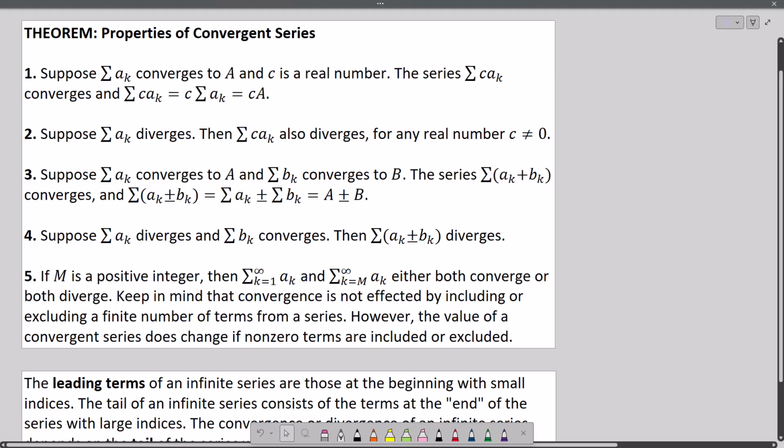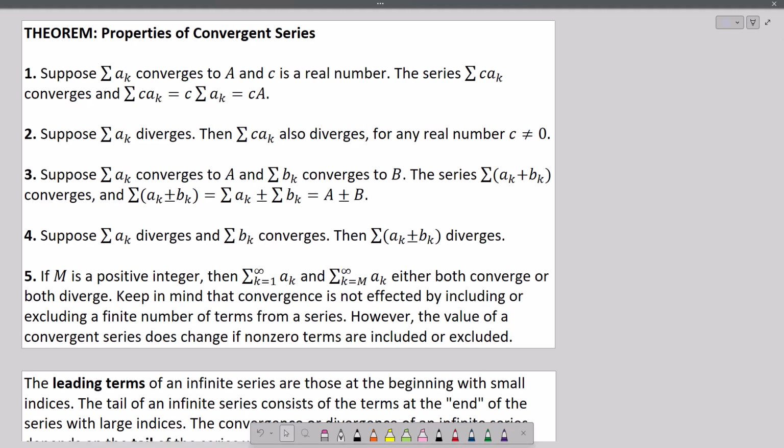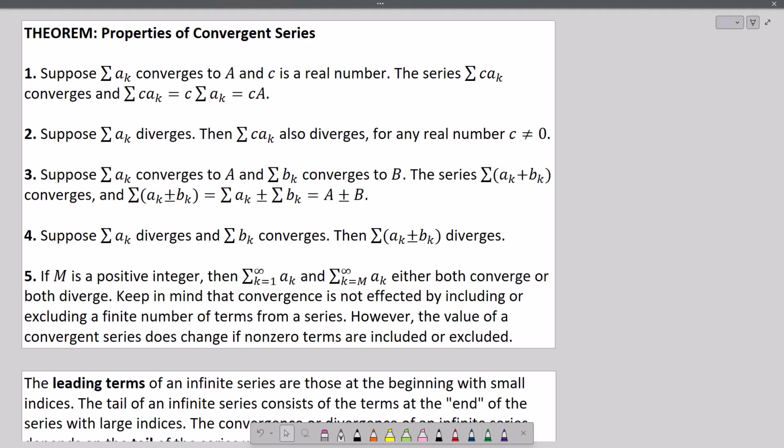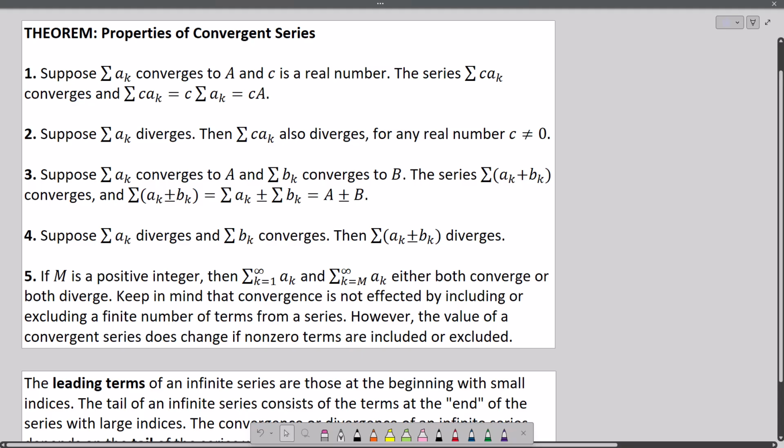Now this is for a series that converges. If we have a series that diverges and you multiply all the terms by C, as long as C is not 0, that series must diverge, whether C is positive or negative. If you have a divergent series, there's no constant multiplication that could turn it into a convergent series. It might go to negative infinity instead of positive infinity, or vice versa, depending on the sign of that constant, but you can't turn a divergent series into a convergent series by multiplying by a constant.